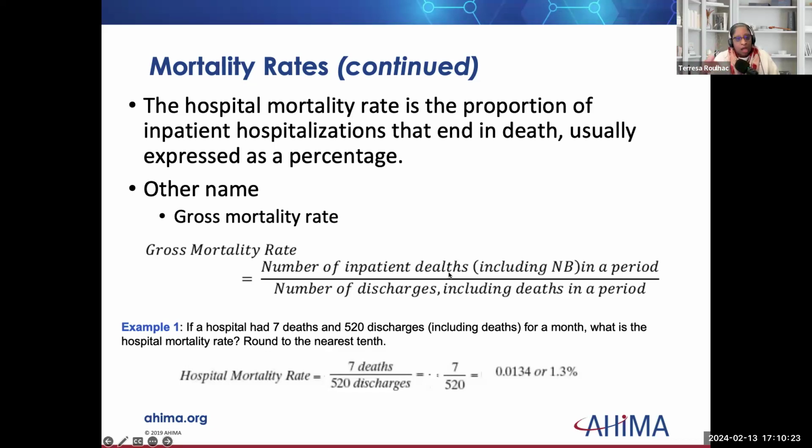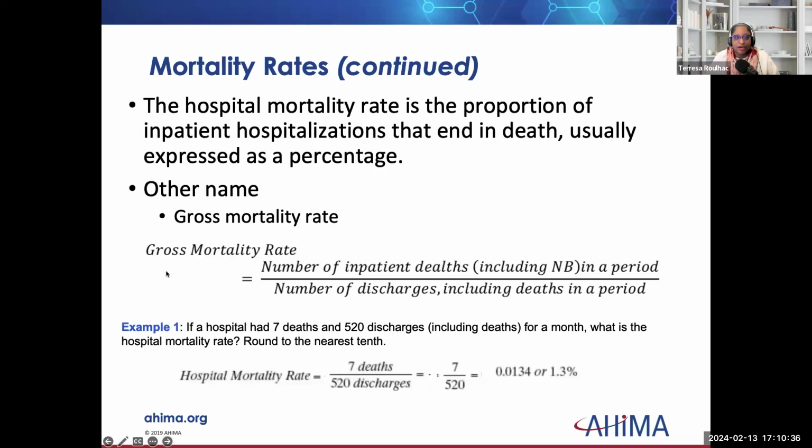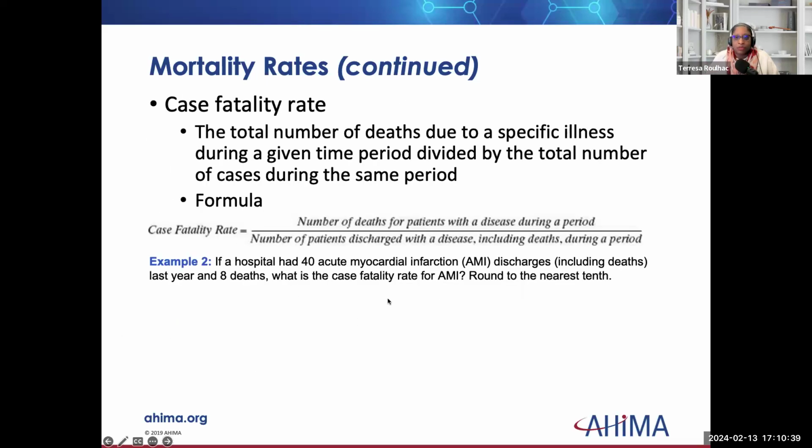And what you'll notice is a lot of these formulas are going to be the same. The difference is the term in front. Okay. Case fatality rate. So if you notice, gross mortality rate, case fatality rate, now we're looking at the number of patients with a disease during a particular period divided by the number of patients discharged with a disease, including deaths for that same period. Now, here, if a hospital had 40 acute myocardial infarctions or AMI discharges, including deaths last year, and 8 deaths, what is the case fatality rate for AMIs? Again, we're rounding to the nearest tenth.